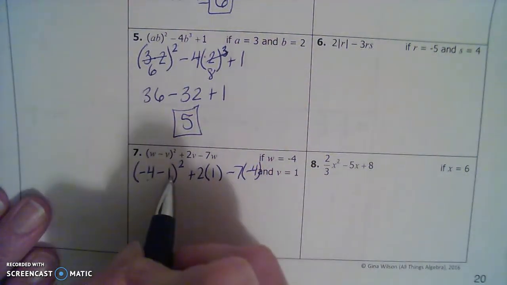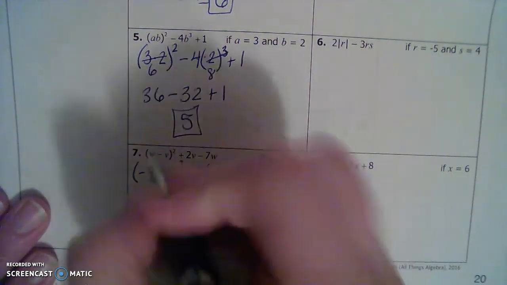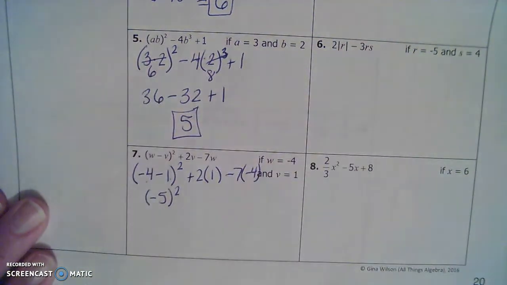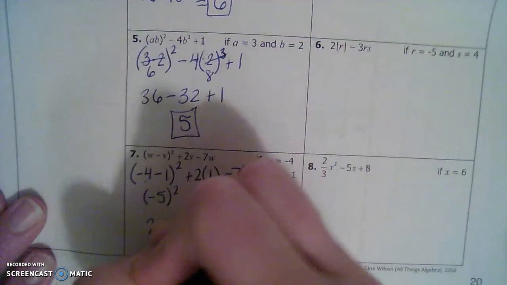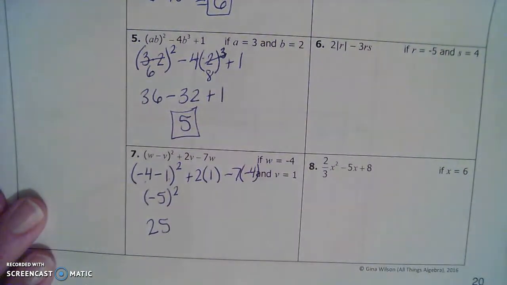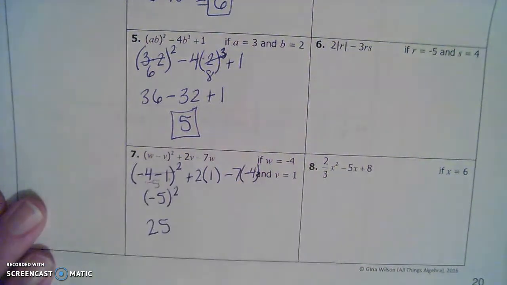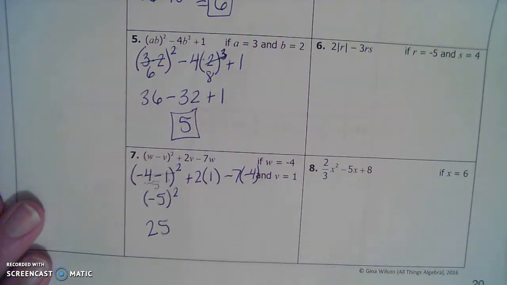Negative 4 minus 1 is negative 5. So we have negative 5 in parentheses squared. That should be positive 25. So again, if you feel comfortable crossing that out and putting negative 5, that's fine, but you have to remember to keep that negative 5 in parentheses. Negative 5 squared is positive 25.